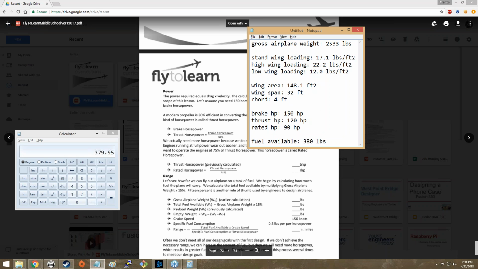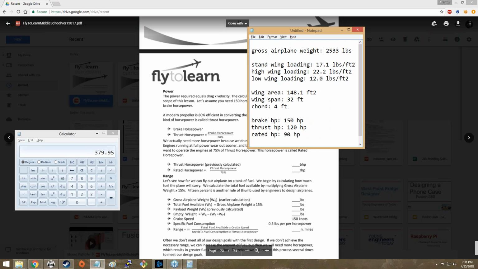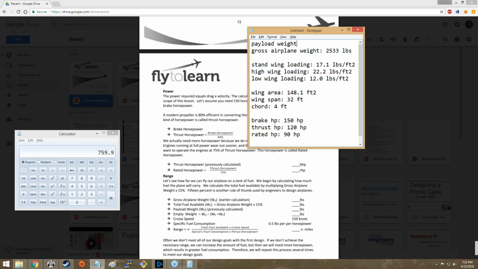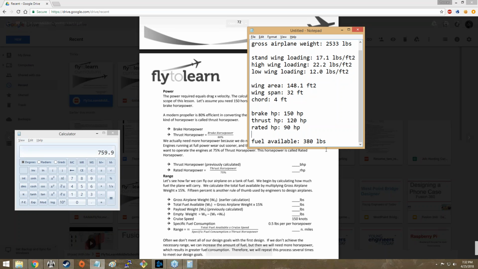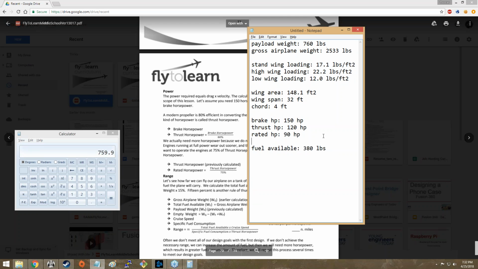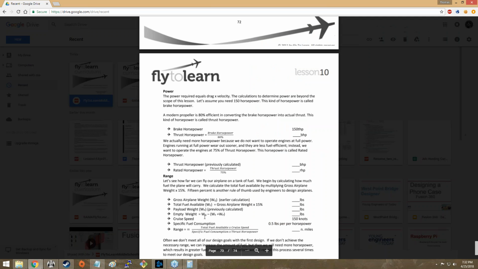Then the payload weight. The payload weight I did not write down. The payload weight is, hold on, divided by 0.3. Nope, wait, wrong direction. 760. That's right. So we've got 380 pounds of fuel available. Payload weight is 760 pounds. The empty weight of the plane is going to be the gross weight minus the fuel weight plus the payload weight.